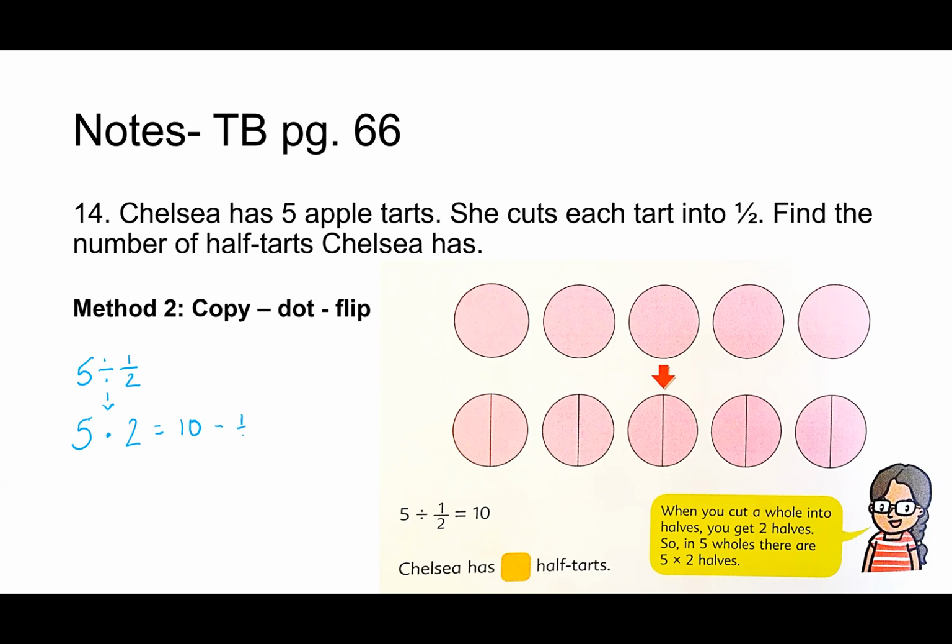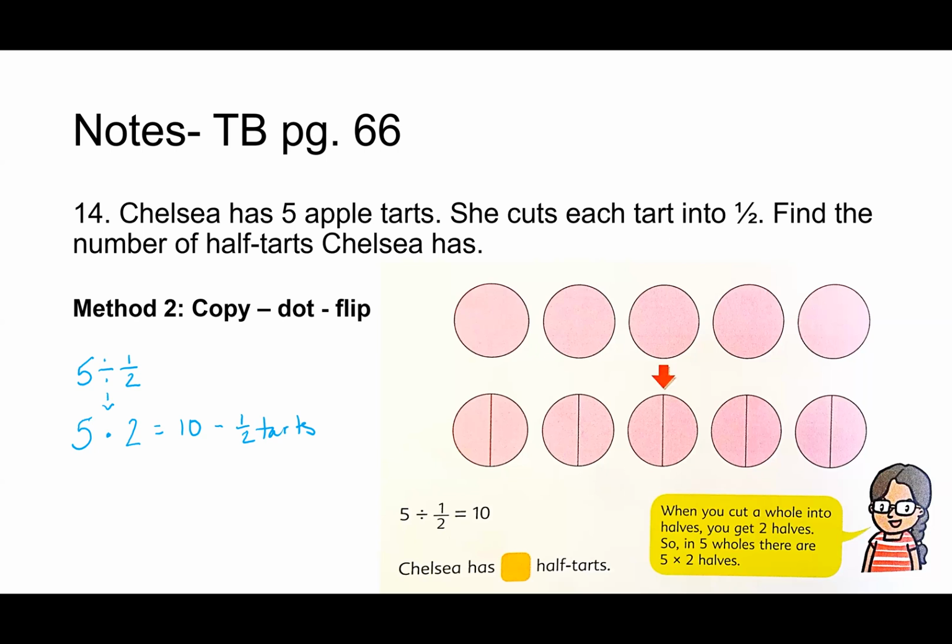10 half tarts. Here's how you would label that. Declan. Just ignore that. Do copy dot flip. Method 1, the way that they want you to do it, is just to visualize it. So if we were visualizing 5 divided by 1/2, and you're already doing that. So what I really need for you to practice is method 2.